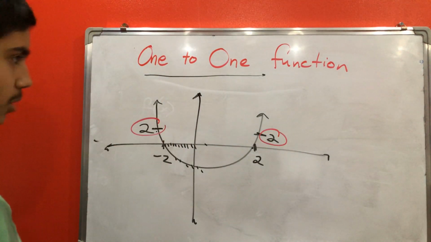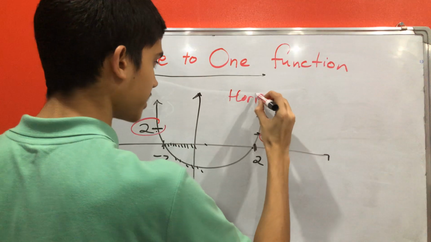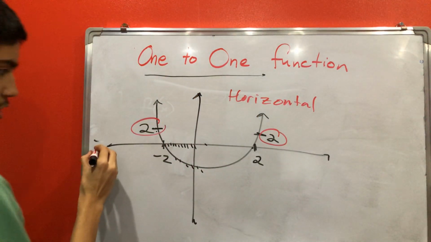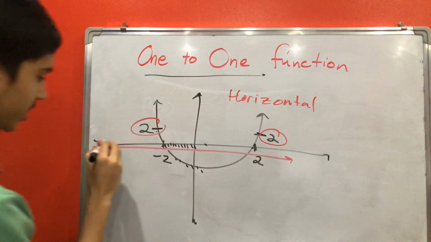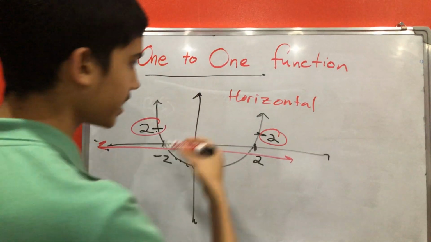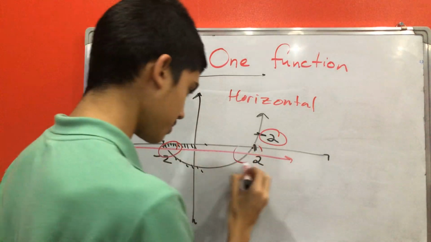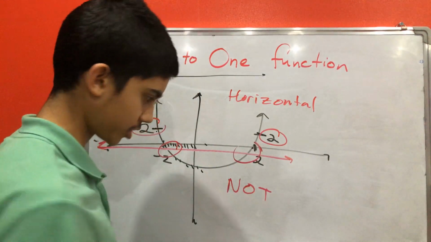And so we can do something called a horizontal line test. What that looks like is that we just draw horizontal lines, and if it intersects more than once, then it's not a one-to-one function. So here it intersects 2 times, so this is not a one-to-one function.